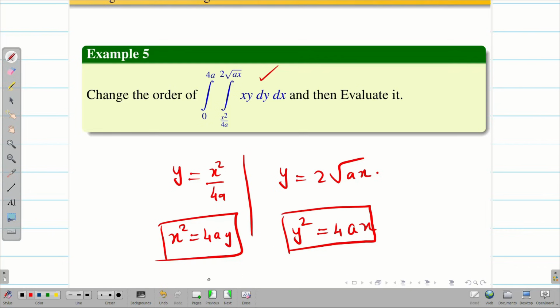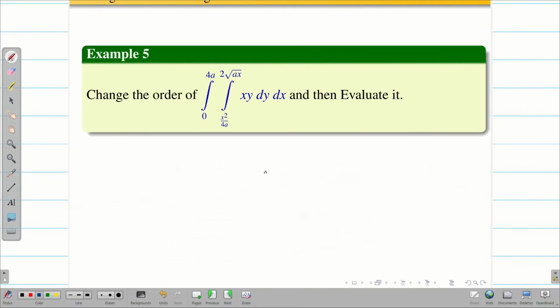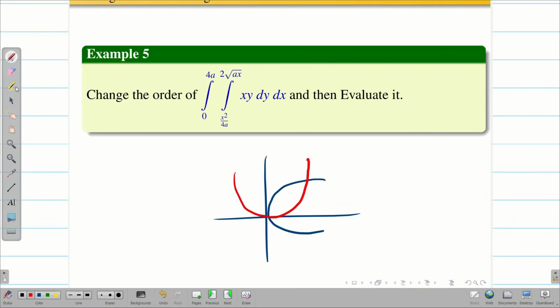Oh my god, do you remember this? In our school days, this is the parabola open at the top and the second one is the parabola open at the right. So now we are going to find the intersection between the parabola open at the right and the parabola open at the top. So my region is going to be this one. So I have given the problem in a very simple way.